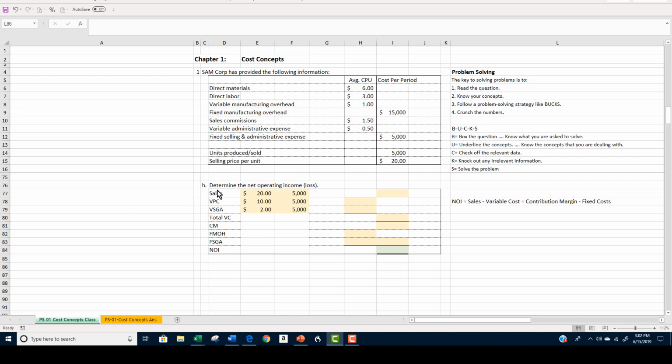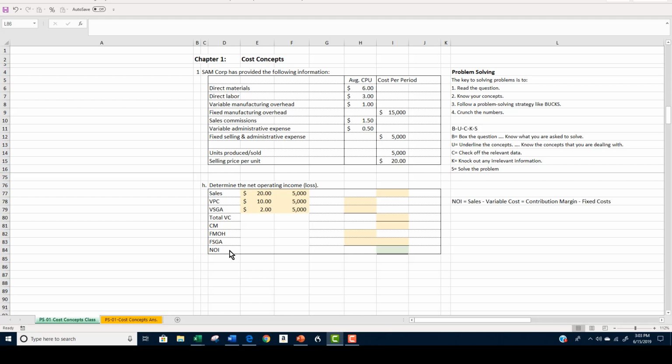Question H asks that we compute the net operating income. Determining net operating income starts with sales. From sales, we subtract all variable costs, both variable product costs and variable SG&A costs. Sales minus variable costs equals contribution margin. From the contribution margin, we subtract all fixed costs, both fixed manufacturing overhead and fixed SG&A. The remaining amount will represent a net operating income, or NOI, or a net operating loss.